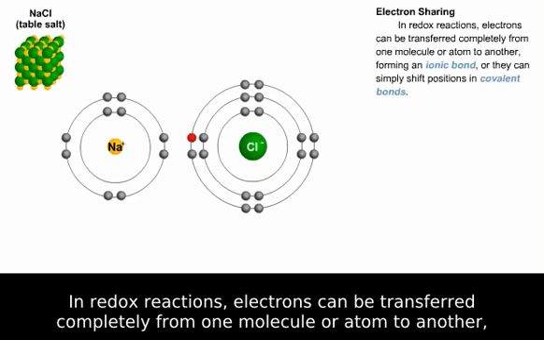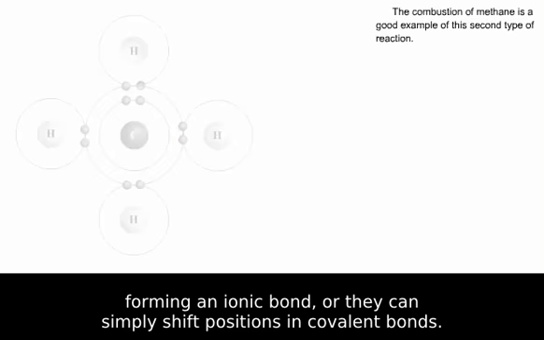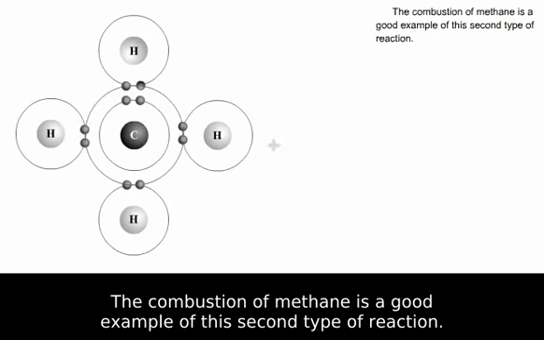In redox reactions, electrons can be transferred completely from one molecule or atom to another, forming an ionic bond, or they can simply shift positions in covalent bonds. The combustion of methane is a good example of this second type of reaction.